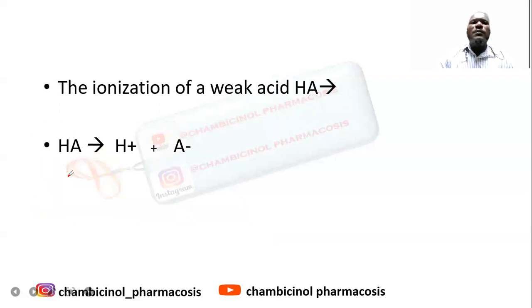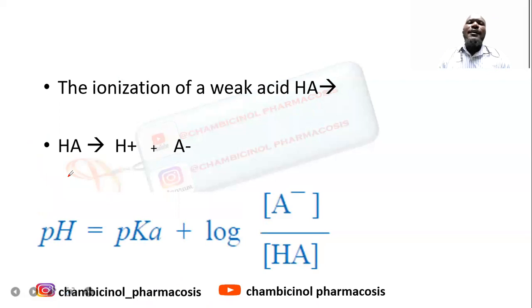You can see from this equation that ionization is explained well by the Henderson-Hasselbalch equation. It shows that the pH is equal to the pKa plus the log of the concentration of ionized drug divided by the concentration of unionized drug. Based on this equation, you can predict the pH and the nature of the drug, and whether its absorption will be fast or slow.